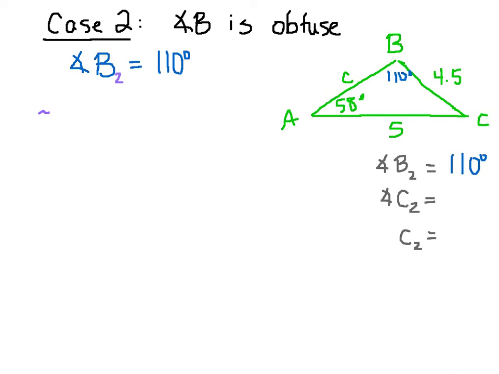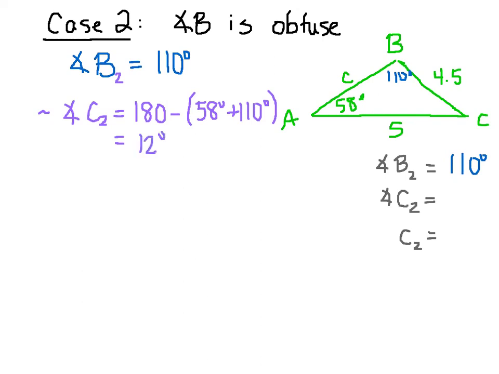All right, here's how you find angle C. Angle C is found by taking 180 minus 58 degrees plus 110. This gives you 180 minus 168, which gives us 12 degrees. So angle C is only 12 degrees in this case 2 here.